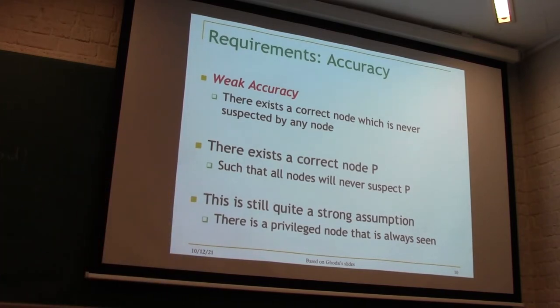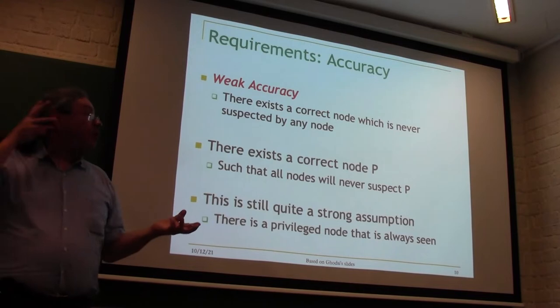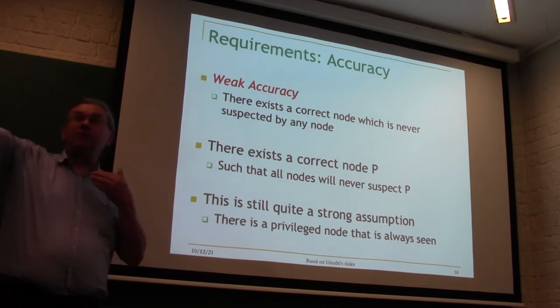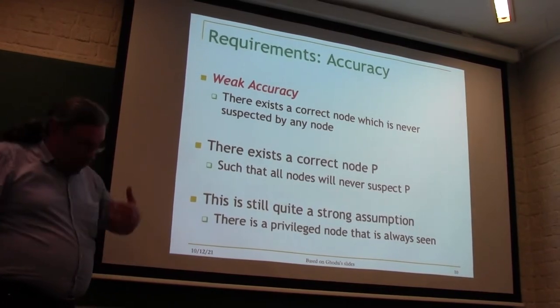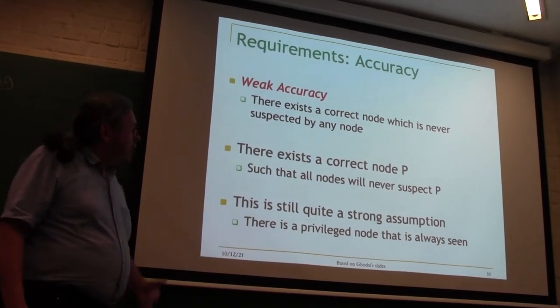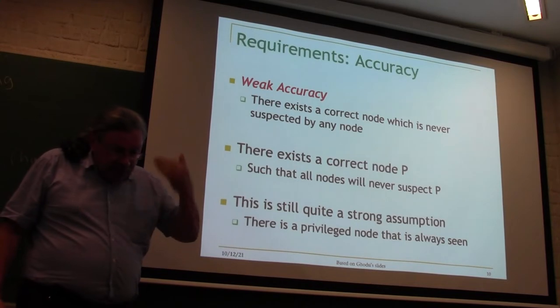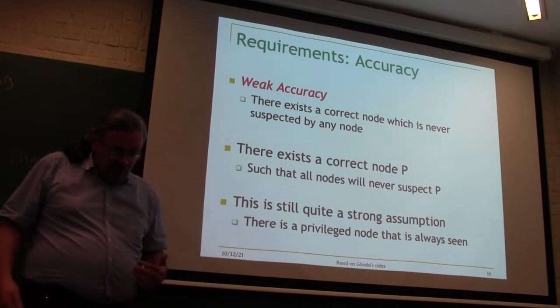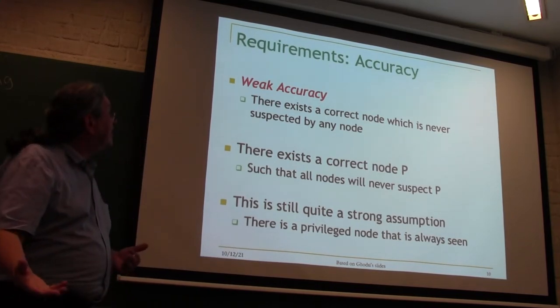Of course, I have to say things eventually. If the node crashes, I will eventually say it's crashed. That's the completeness property, okay? But not right away. We know it's going to take time. But when I do say something, it has to be correct. That's the point. I only say the node has crashed when it's really crashed, okay?